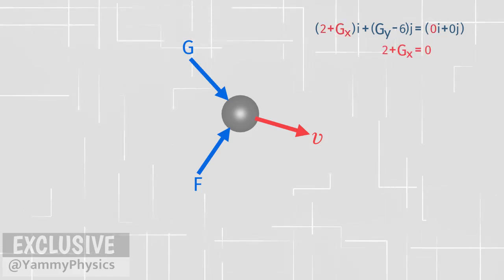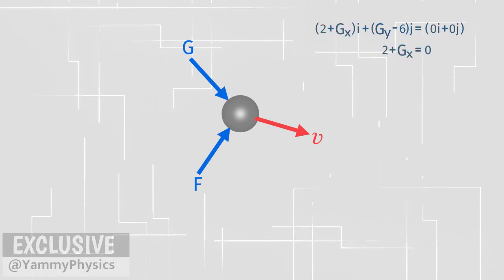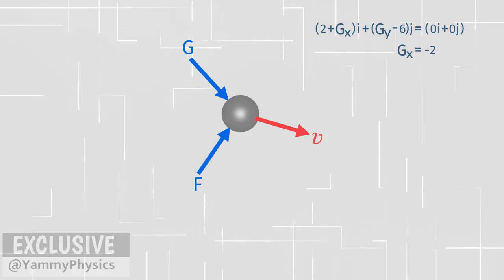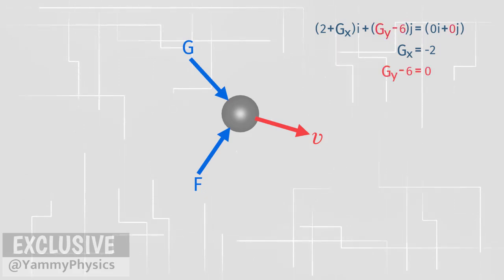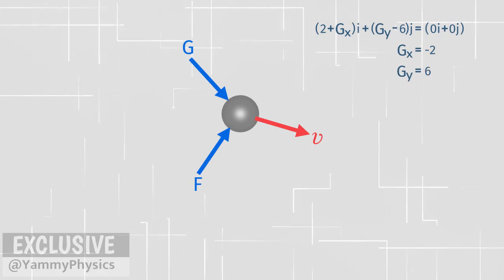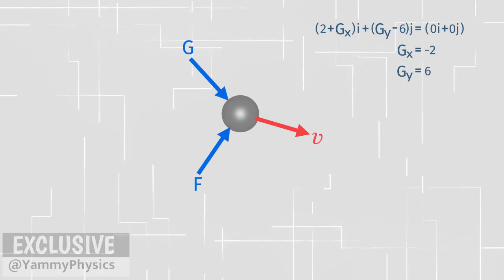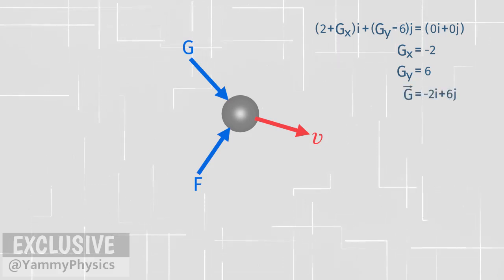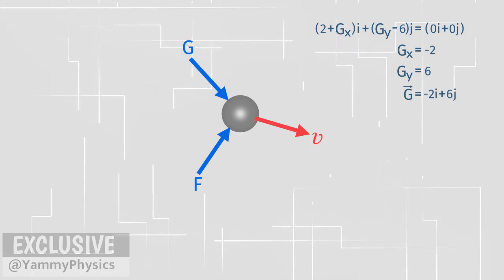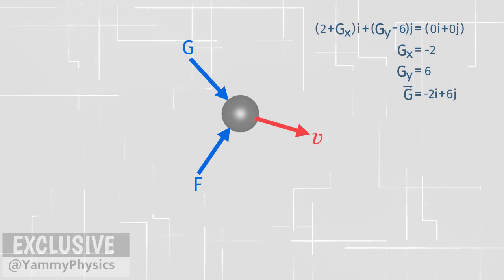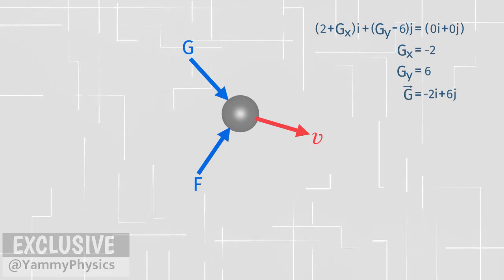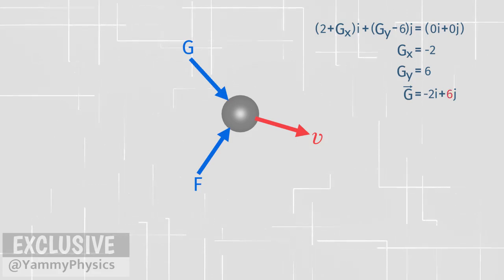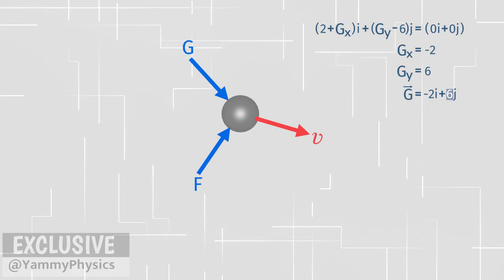From here, 2 plus gx equals 0, or gx equals minus 2. And gy minus 6 equals 0, or gy equals 6. Then the vector G is minus 2i hat plus 6j hat. Now, we are asked to determine the y component of the vector G, not the entire vector G. The y component of the vector G is 6. This is the answer to this question.